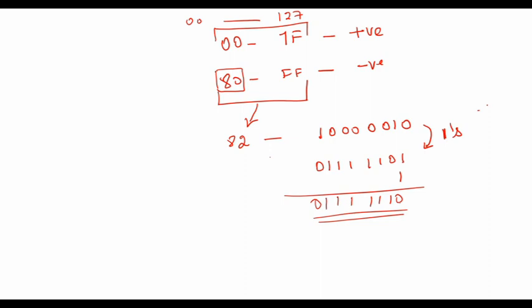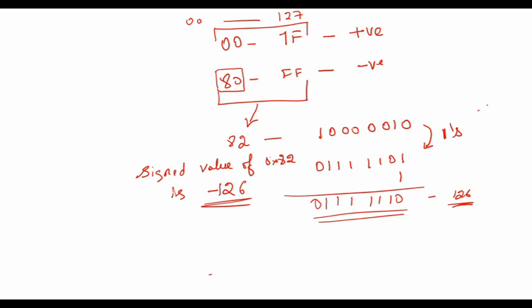So here the value is 7E. Okay, 7E is the value. So 7E means the number is minus 126. So that means in signed value, remember, the value of 0x82 is minus 126.